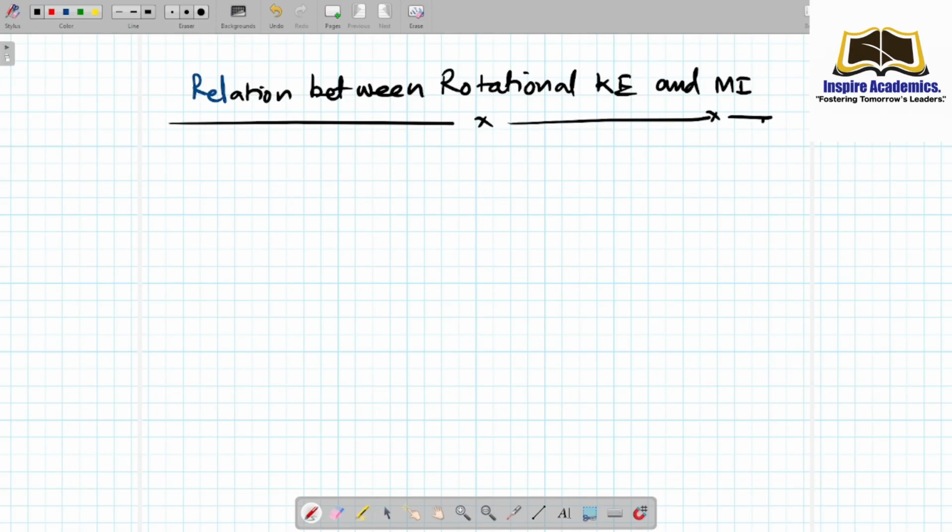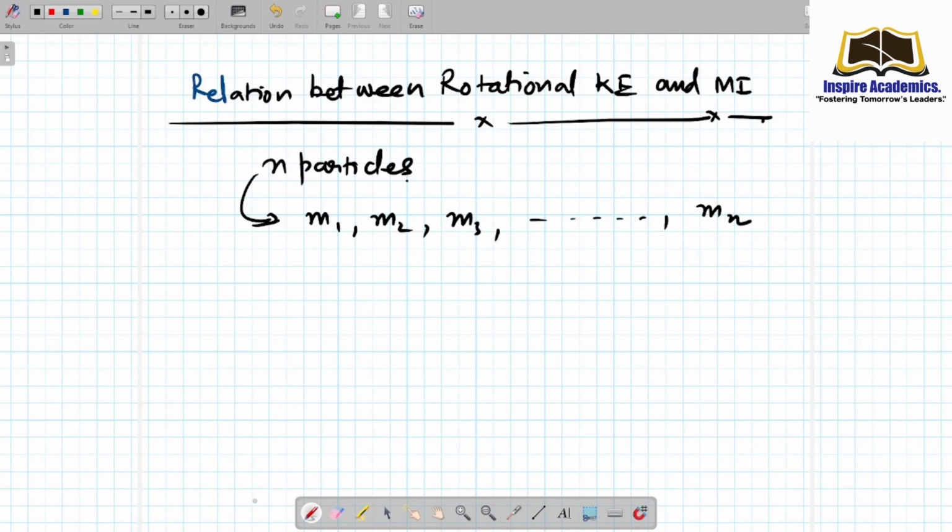Alright, again we go to the system which consists of n particles. Look here, there is a body which contains n particles with masses m1, m2, m3 and mn. The corresponding distances from the axis of rotation I am writing as r1, r2, r3 and rn. Understood?